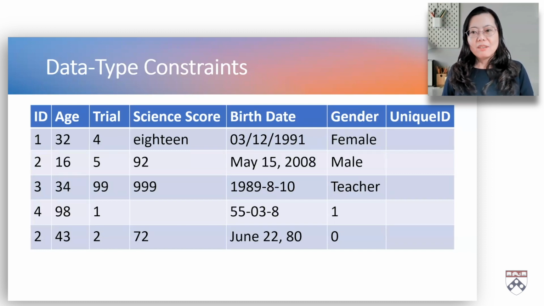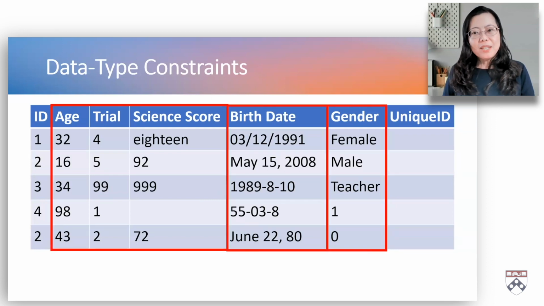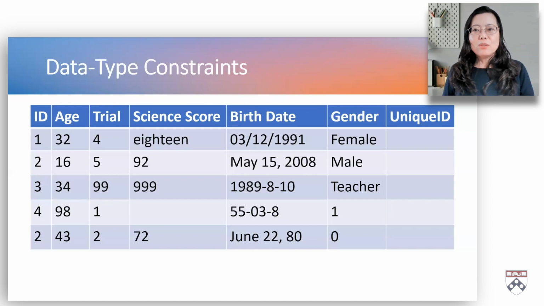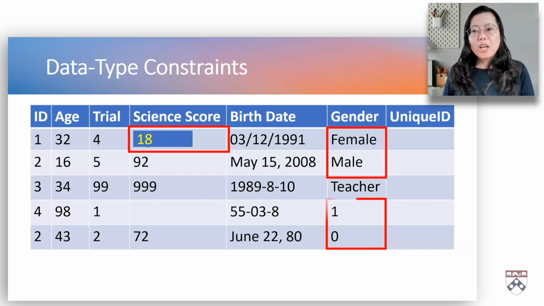Data type constraints. Values in each column should follow the same data type, whether it be numeric, date, Boolean, etc. The science score should be numeric. However, there is a text expression for score. We should replace it with a numeric value of 18 to keep the data in the same type. Gender should be Boolean, either using female and male or 1 and 0, but not mixed using both. So we can change 1 to female and 0 to male based on the data codebook.